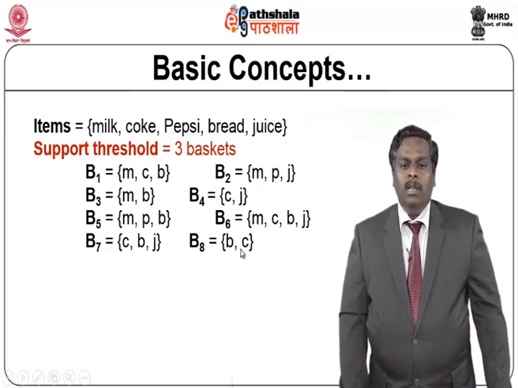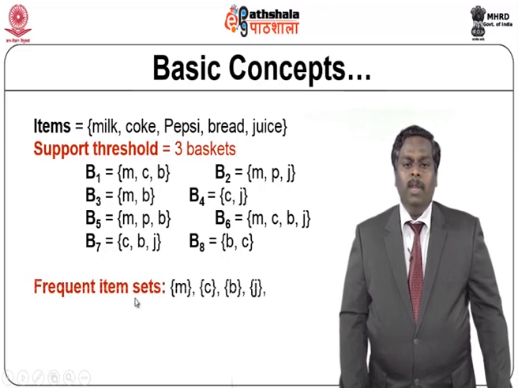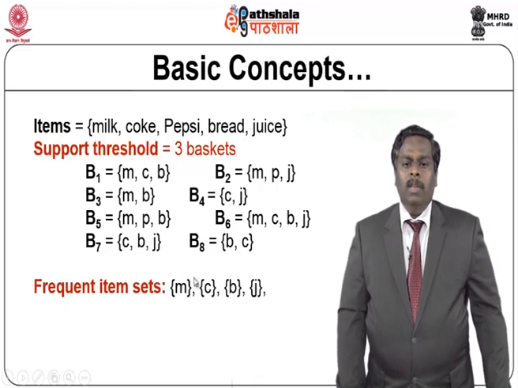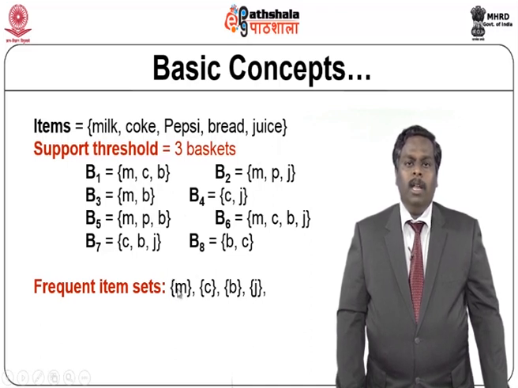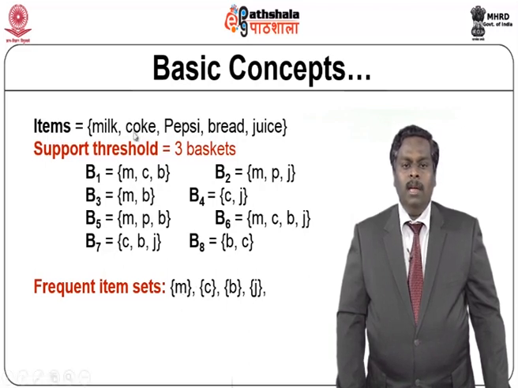So these B1 till B8 indicate the transactions and the items which have occurred in those transactions. Now to identify the frequent items, we will have to take all the individual items: milk, Coke, Pepsi, bread and juice. Then you will have to identify whether each satisfies the minimum support. That is, for an item set to be a frequent item set, it must have occurred in at least 3 baskets. Now let us take the item milk.